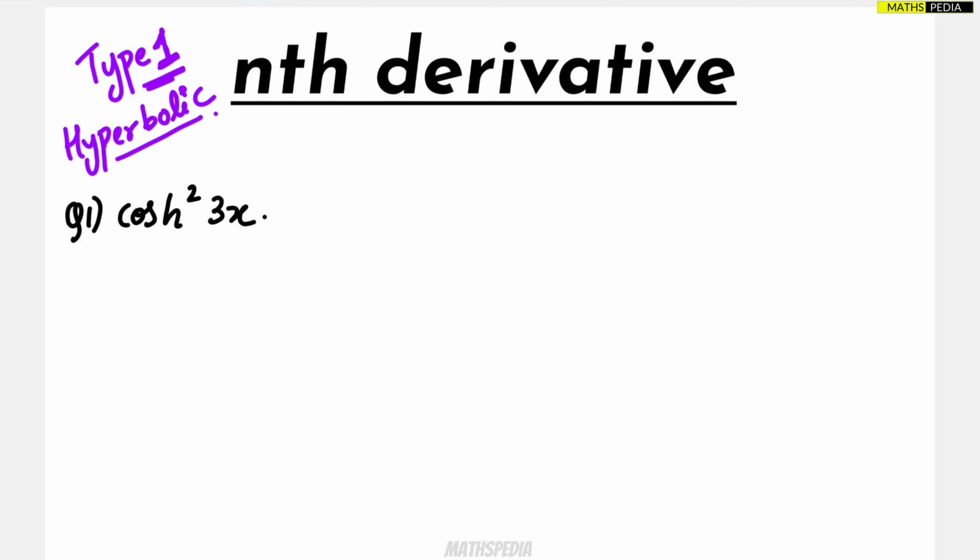What is the step we have to do? Now we don't have directly the nth derivative of this hyperbolic function, so first we have to convert this into e power, that means exponential functions. Always remember that for this particular problem we have to convert the hyperbolic into what? Exponential functions.